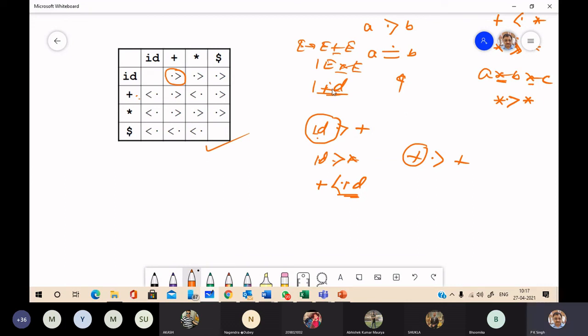Similarly, you can understand this entire table. Now just see, compute ID plus ID into ID dollar. Here we have dollar on top of stack. For ID and ID, we have this relation. ID and plus, we have this relation. Plus and ID, we have this relation. This relation.